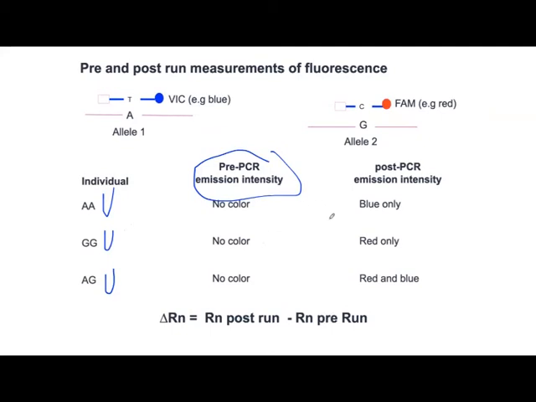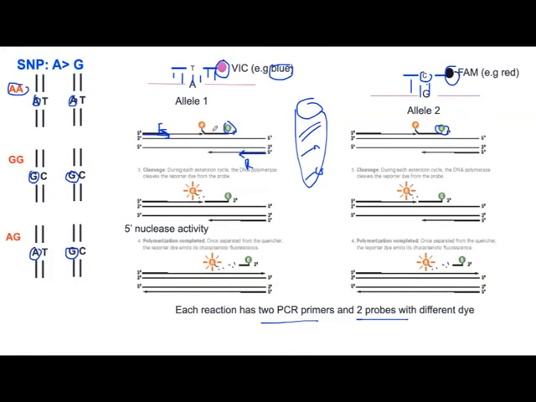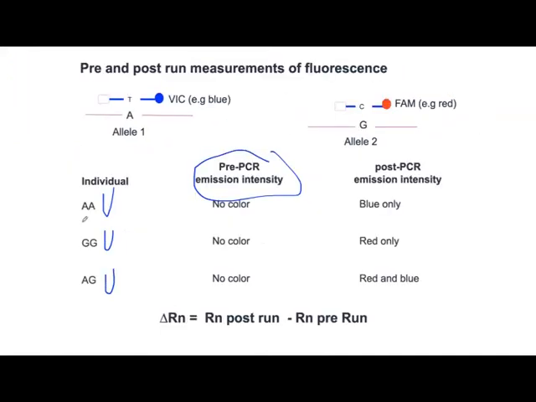Then after the PCR, because of the Taq polymerase, if I go back here, during the PCR, if this probe binds to this one, the A1 binds, then this reporter, which is the fluorescent marker, will be separated from the quencher and start to fluoresce. So what happens if you have an individual who is an AA?